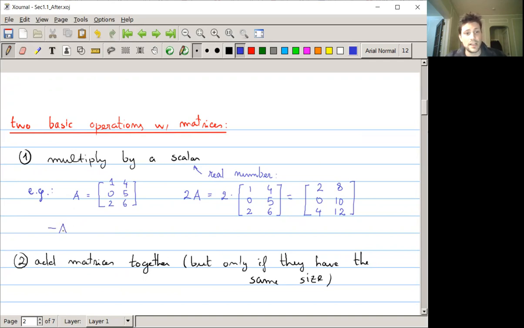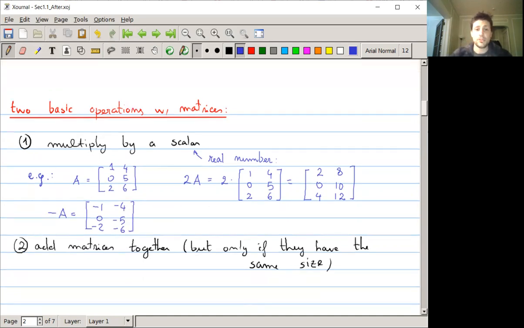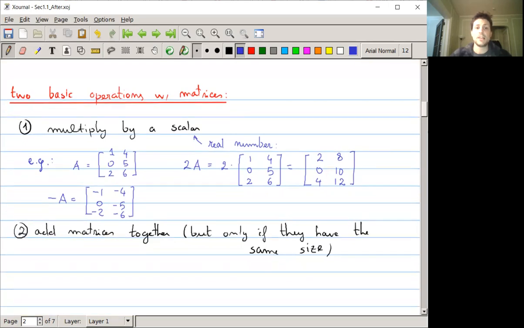For example, I can write minus A, and that's going to be whatever I get by taking A and multiplying every entry by -1. -5 and -6. Just like with numbers, we can multiply matrices by a scalar number.